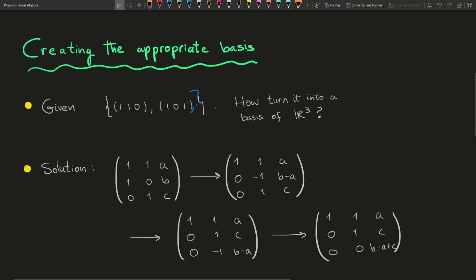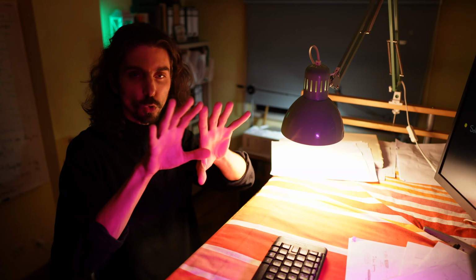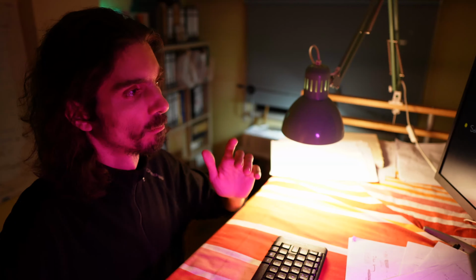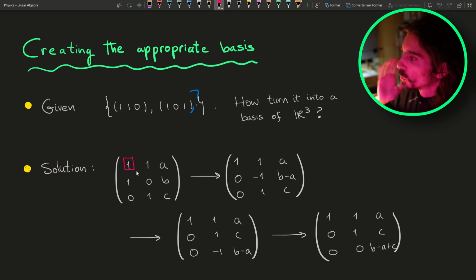So how do we turn this set into a basis of R3? Well, the solution is quite easy. I put these vectors as columns of a matrix, and then I'm going to use the elimination steps to simplify this matrix as much as possible. So here it is. I'm going to focus on the pivots again. Use the pivots. The first one is always here. And I'm going to eliminate this entry here.